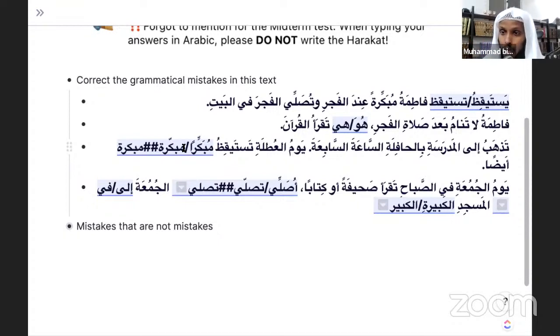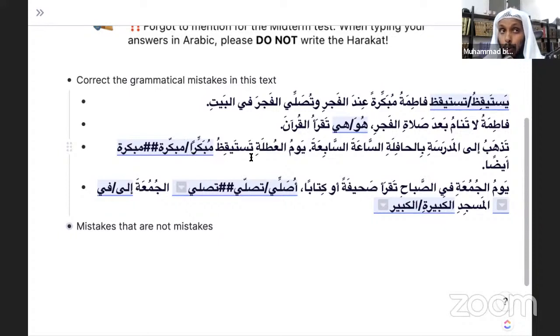Shadda is an actual letter that is hidden inside of that letter. It's basically that shadda stands for another consonant. It doesn't stand for fatha or kasra, it stands for another consonant. So mubakkiratan, it's mim, ba, two kafs, and then a ra, and then a ta marbuta. Okay, so leaving out the shadda would change the meaning. Would change the meaning. Okay, so you have to be careful there.